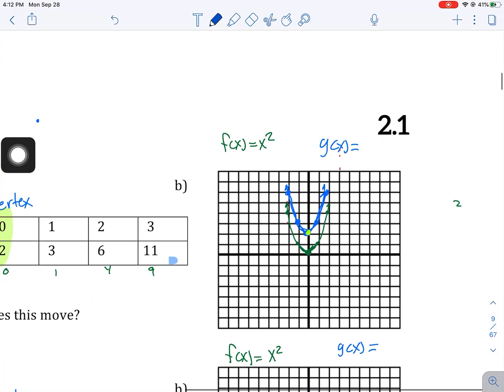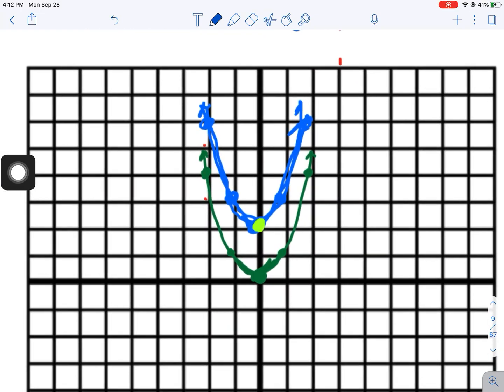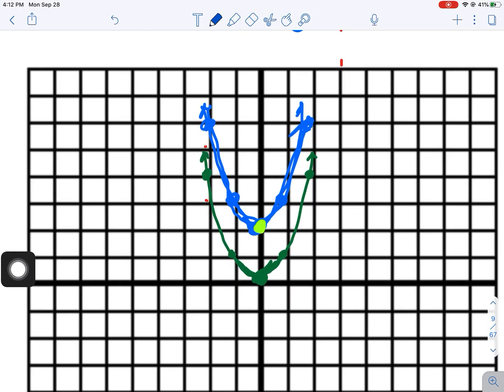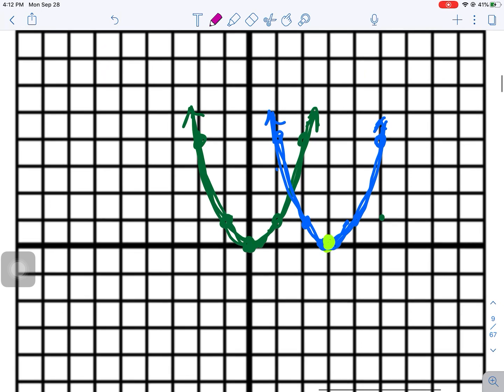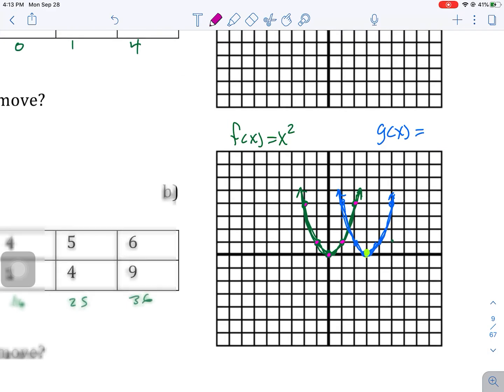Now, what I did is I graphed f of x as x squared. That's the parent function. It's this green parabola here. Okay, f of x is x squared. You've got key points where you've got 0, 0, 1, 1, 2, 4, and then you've got -1, 1, and -2, 4. Okay, same thing over here. 0, 1, and 4. Same thing over here. 0, 1, and 4. Okay, all those are the same function.